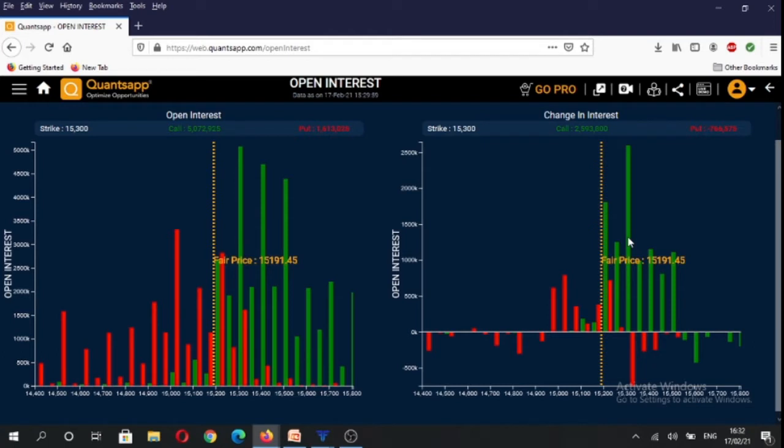And if you see the puts, you will see that in the money puts, 15,300, 15,400, saw their open interest being reduced. So it just tells us that put option buyers have booked their profits, while put option writers have squared off their losses. Again, you will see that out of the money put strikes as well, their open interest has reduced, which again signifies that put option buyers have booked their profits, while put option writers have booked their losses.